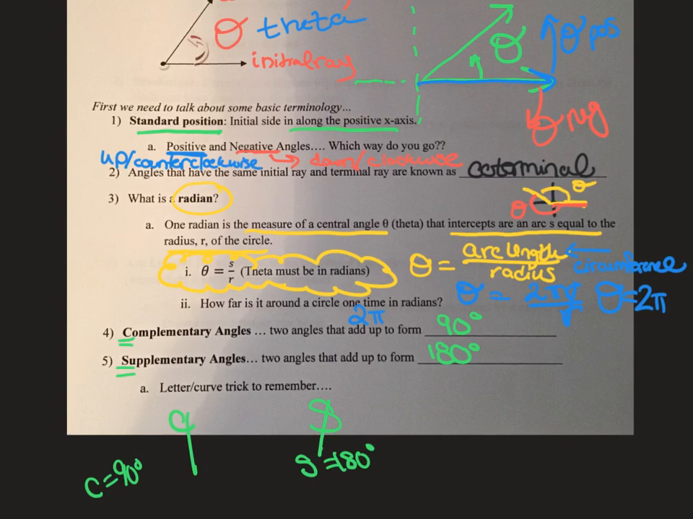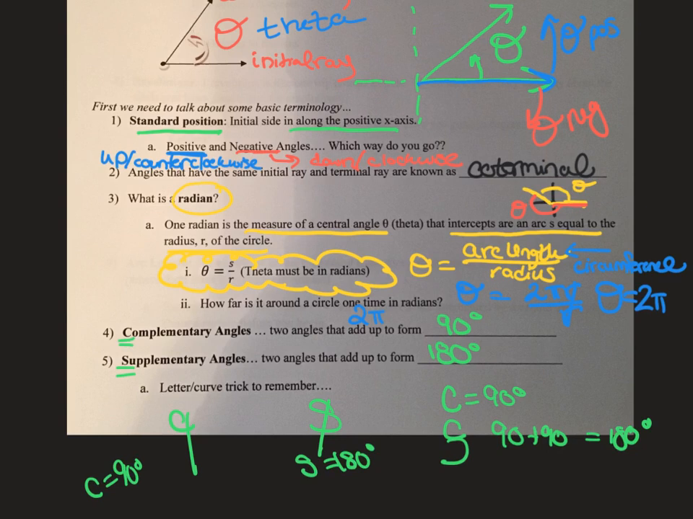Another way to think about it, this is like the math person in me: if we let C equal 90, and S is like doing one C and then another C, so it's like a 90 plus a 90, that makes it 180. See, not so bad so far, just some vocab.